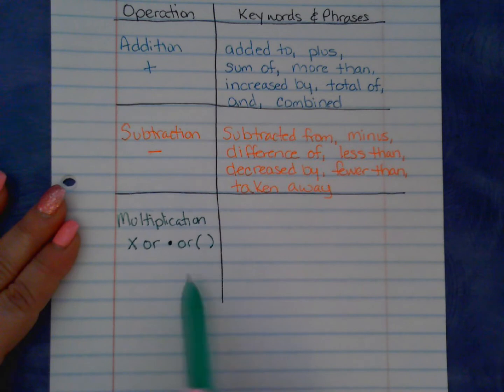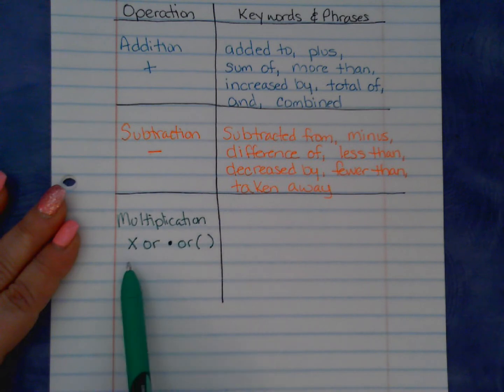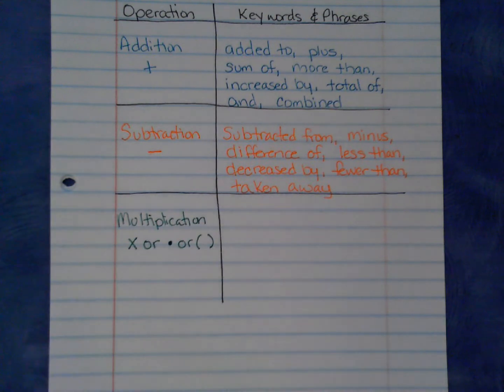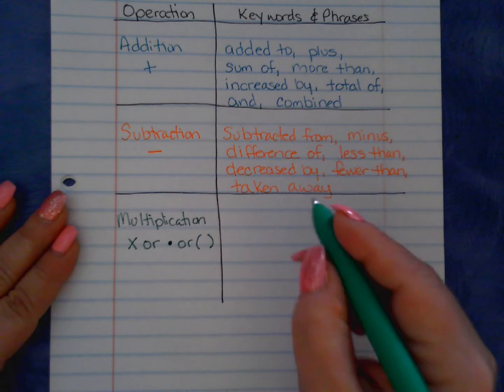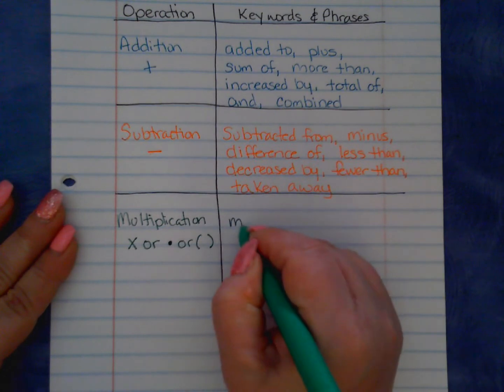Okay, and remember, now that we're using expressions, we don't really want to use that X ever, because now that we have variables, that X could confuse us if we use an X in our expression. So we want to make sure that we stay away from using the X when we're using expressions and stuff. All right, so multiplication, we could think of multiplied by.